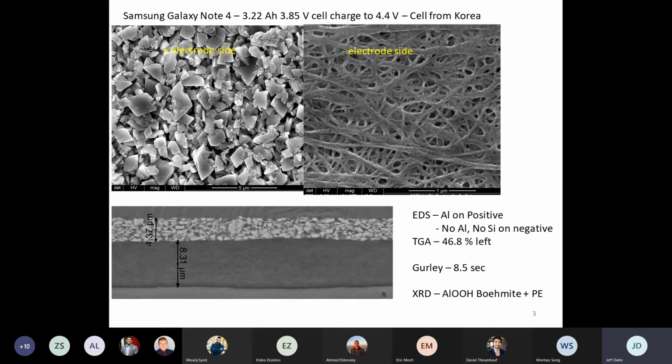It is worth noting that at this point in time, there's some pretty serious litigation going on in the space of ceramic coating separators. LG Chem and CellGuard are in a big battle over IP: who invented this first and who should be paid royalties over this whole thing. And it'll be interesting to see where that goes.